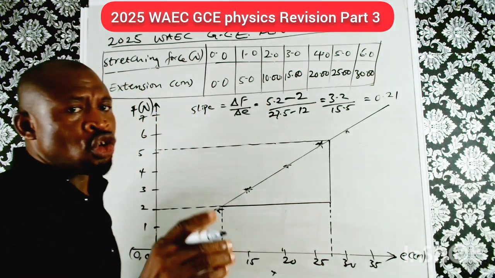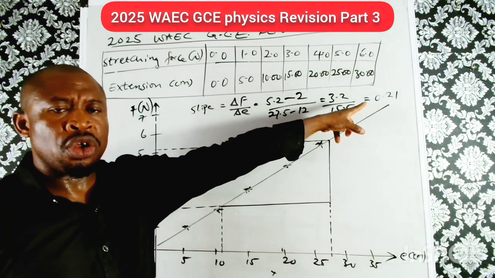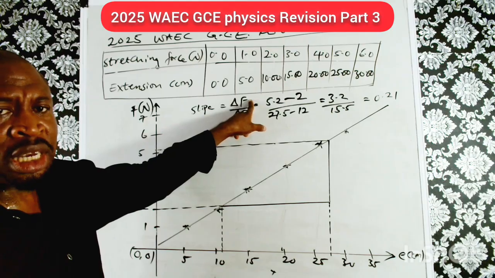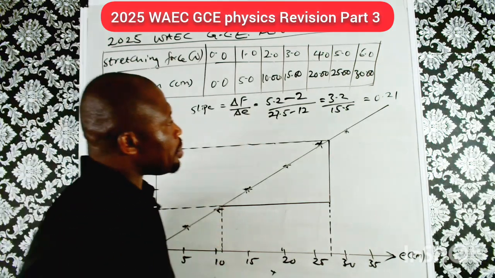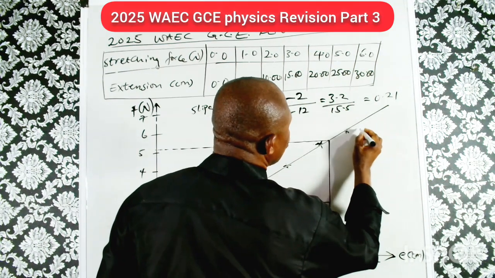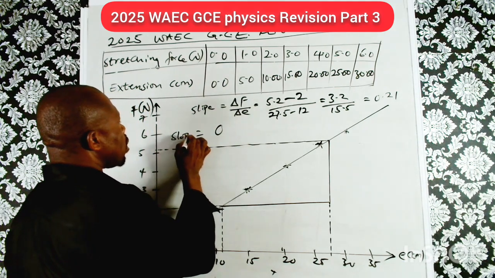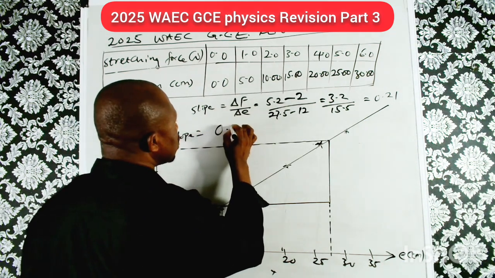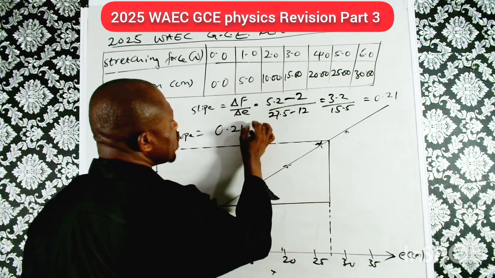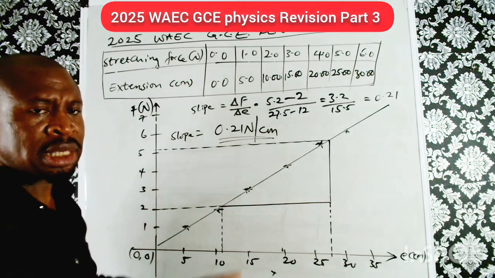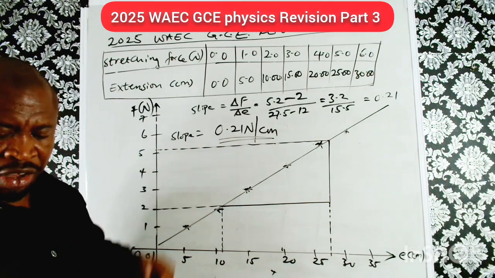0.21. Now, do you leave it like that? No, you don't just leave it like that. It must have SI unit. Remember, this one is in Newton, this one is in cm. Therefore, you can now have that your slope is equal to 0.21 Newton per cm. So this is the slope of the graph.